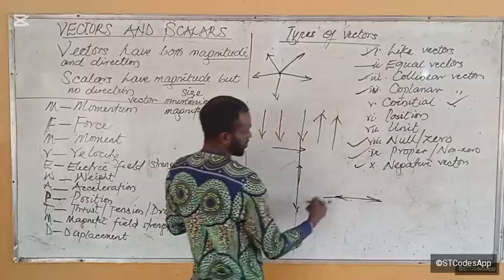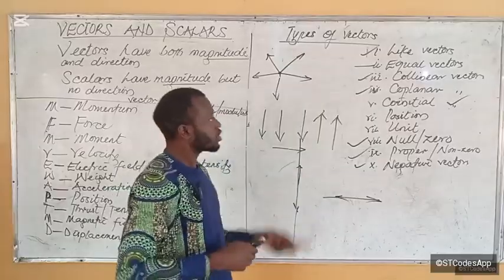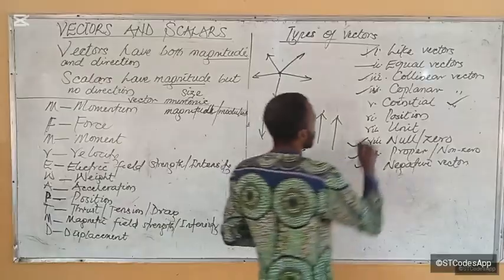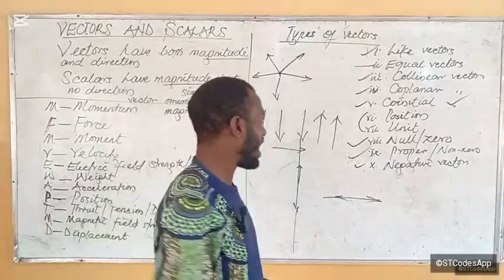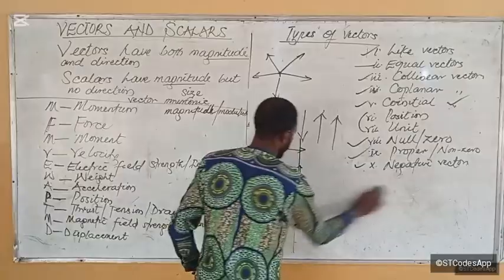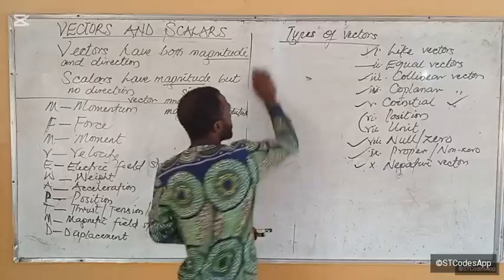A vector going like that, another vector going like this, they are collinear. It means they share the same line. So collinear vectors are usually co-initial. Now what are these two vectors? Position vectors and unit vectors.